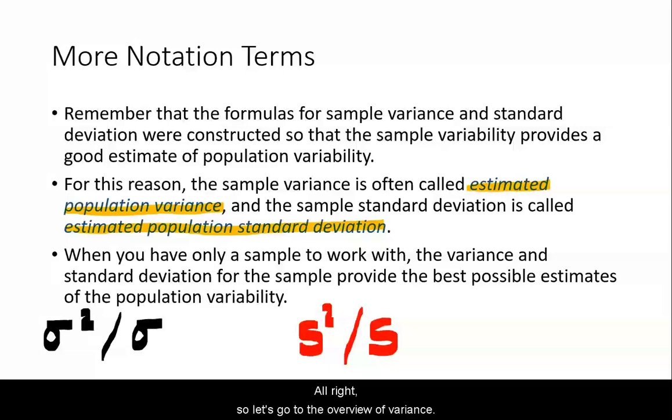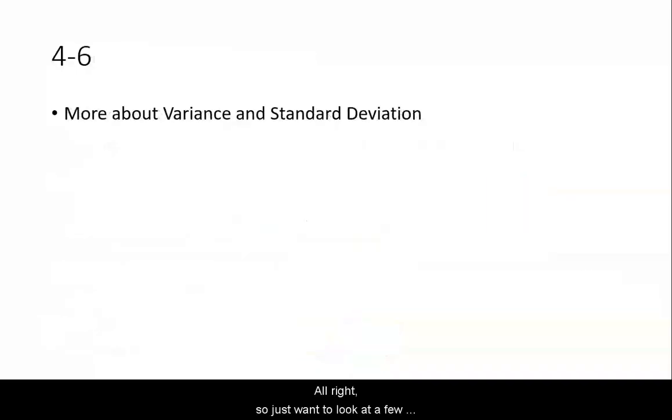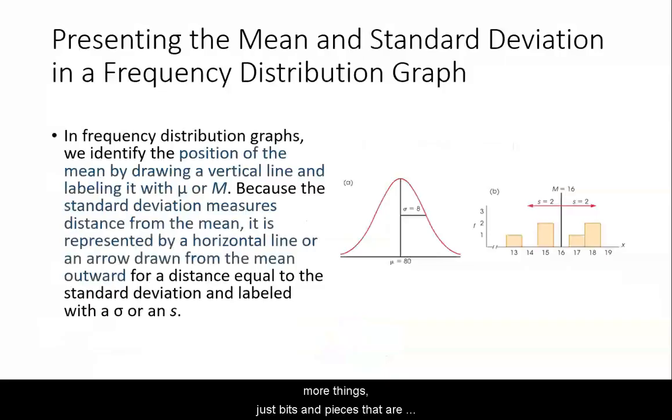All right. So that's kind of the overview of variance. We've got range, variance, standard deviation. We have calculations for populations, calculations for samples. Now I just want to look at a few more things, just bits and pieces that are going to start to become important as we move forward. So I just want to introduce you to the idea.